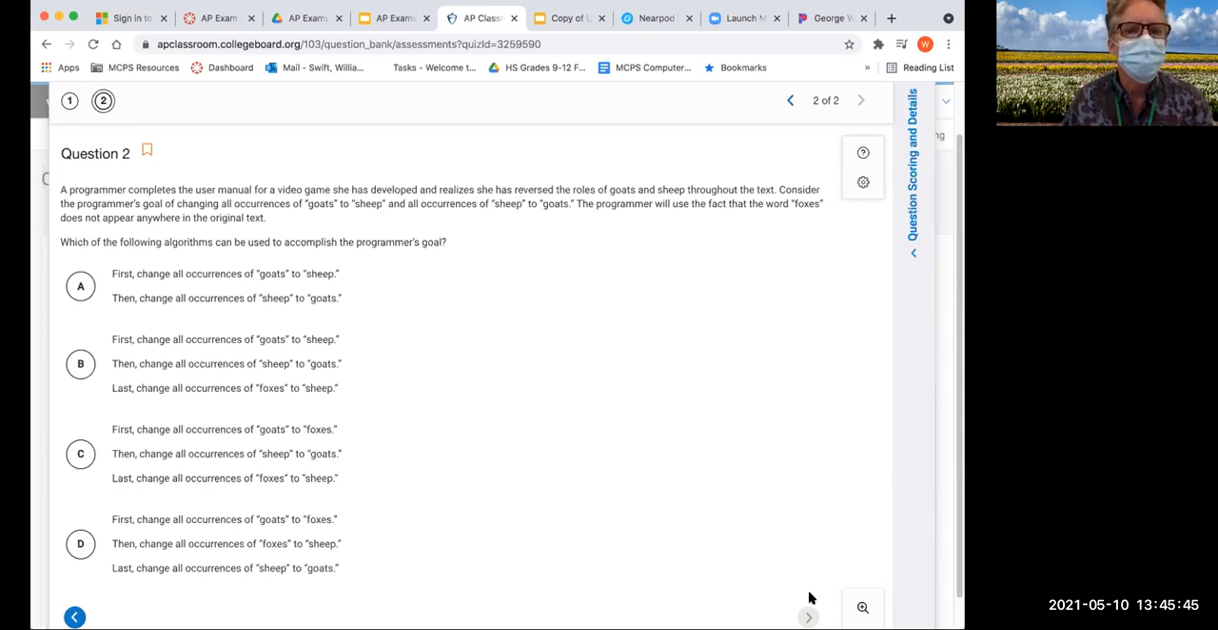First, change all occurrences of goats to foxes, right? So we've gotten the goats out of our document. Then change all occurrences of sheep to goat. We know that all that's left are sheep and they're all wrong, so they all go to goat. Last, change all occurrences of foxes, which has all our goats in it, to sheep. So that is perfect. Okay.